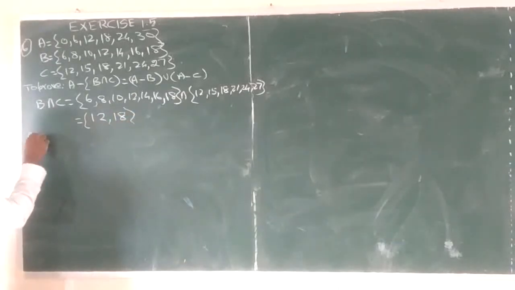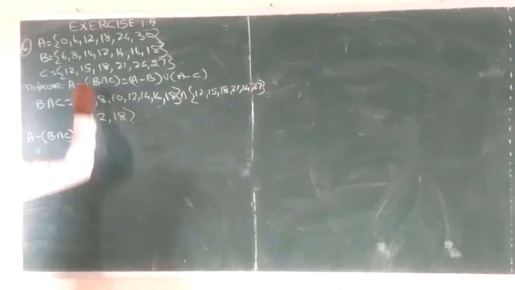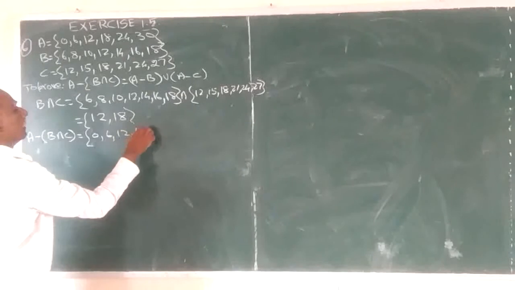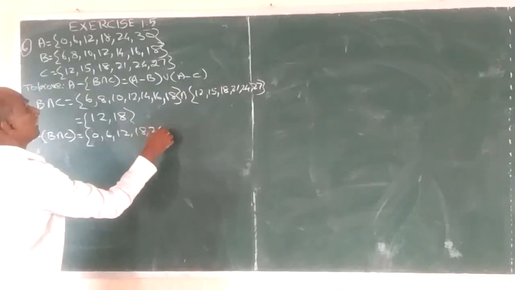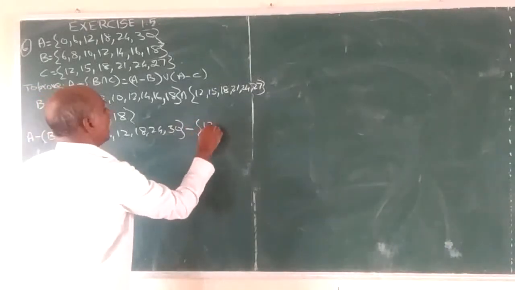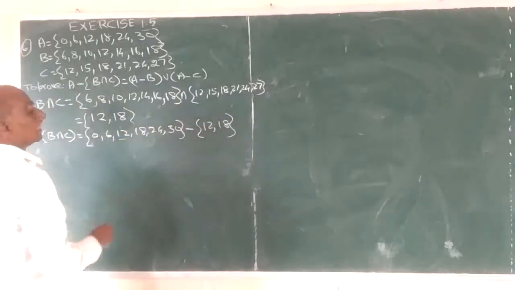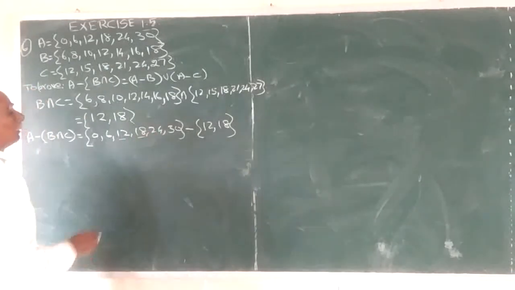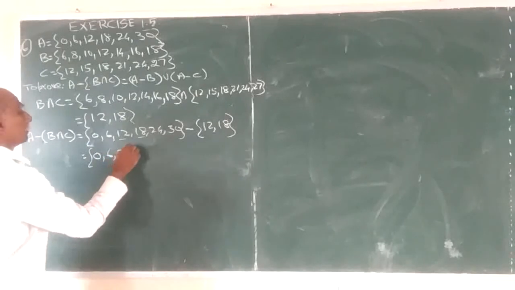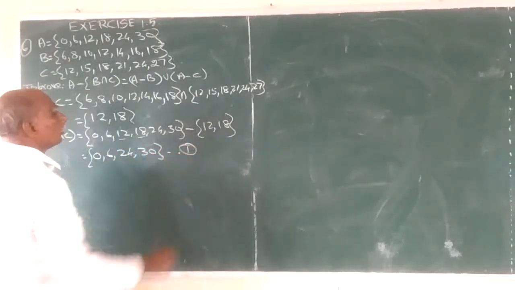Now find A difference B intersection C. What is A? 0, 6, 12, 18, 24, 30. Difference 12 and 18. 12 is there and 18 is there. So what is the remaining number? 0, 6, 24 and 30. This is equation number 1.